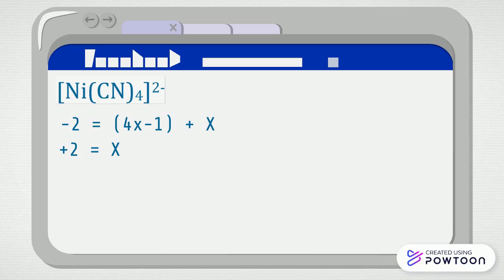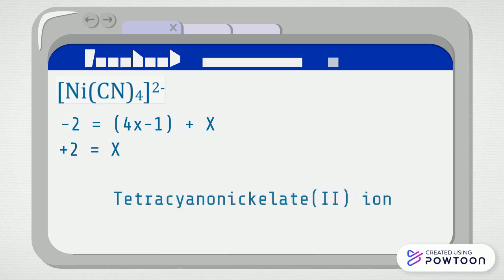First, the ligand is cyanide. Cyanide is an anionic ligand and it has 4, therefore we are going to name it tetracyano. Next, the metal atom is nickel. Since nickel has an oxidation state of 2 and the complex is an anion, the name would be nickelate(II). So, the full name of this compound would be tetracyanonickelate(II) ion.